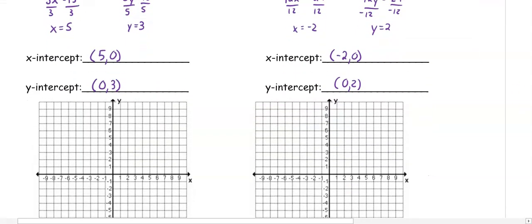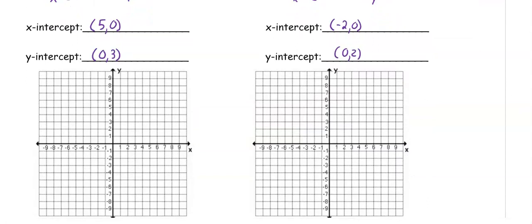Once we have our x and y intercepts for both problems, we can graph. So going back to the first problem, our x-intercept was 5, 0. Our y-intercept was 0, 3. We connect our points. Same thing in the other graph. Our x-intercept is negative 2. The y-intercept is positive 2. And we can connect our points.